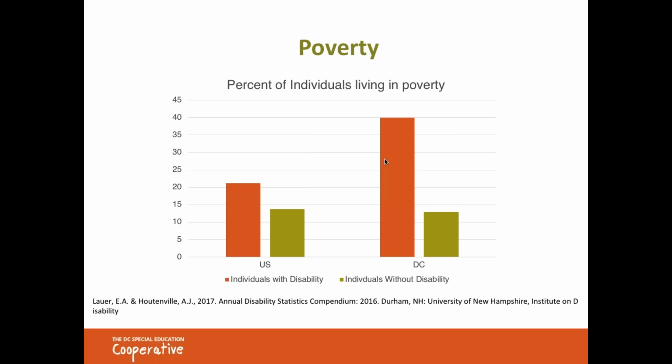Our last graph looks at the poverty rates of individuals with disabilities. As we know, employment affects poverty. Individuals with disabilities are more likely to live in poverty. In the United States, individuals with disabilities live in poverty at a rate of 21.2% compared to their non-disabled peers who live in poverty at a rate of 13.8%, leaving a gap of 7.4. But in DC, individuals with disabilities live in poverty at a rate of 40%, but their non-disabled peers stayed about the same at a rate of 13%. This gap is 27% in DC.